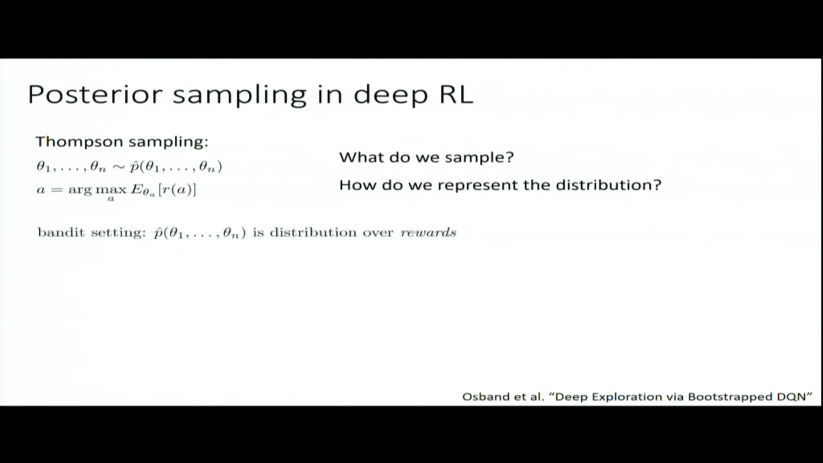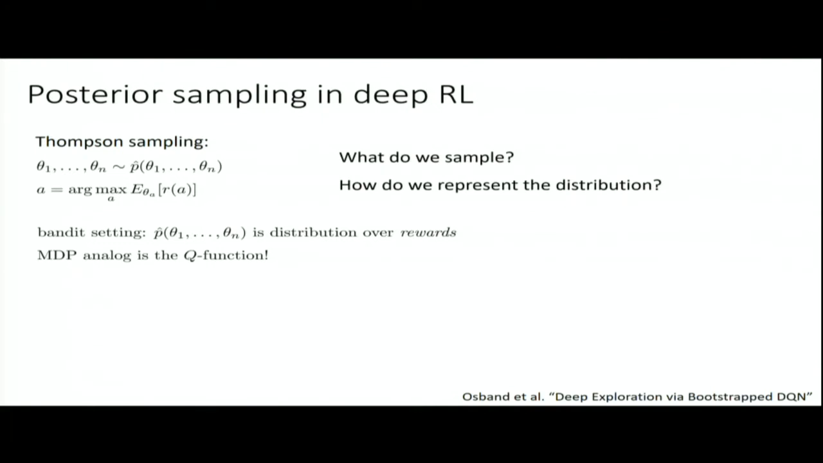So in the bandit setting, the thetas, this is not quite right. The p hat is your belief over the thetas, and your thetas determine the distribution over rewards. Not p hat theta, the thetas themselves determine the distribution over rewards. So a little typo on the slide there. So what's the closest to a distribution over rewards in a deep RL setting?